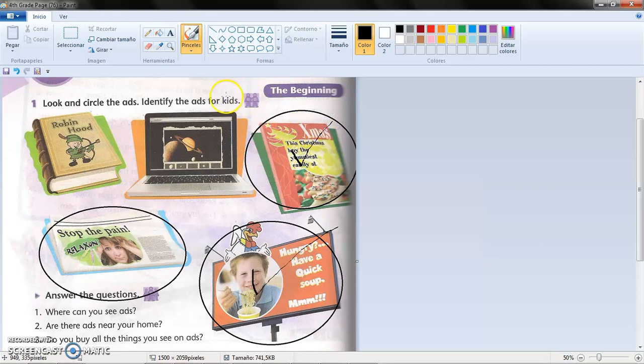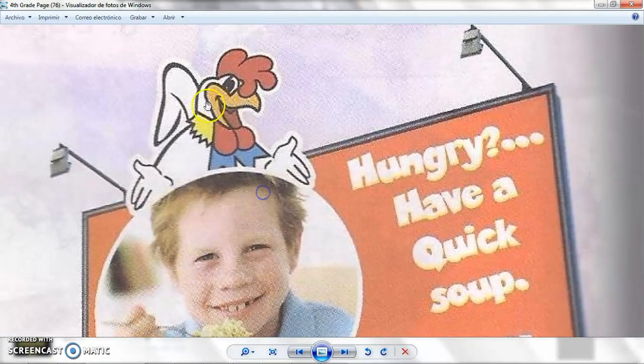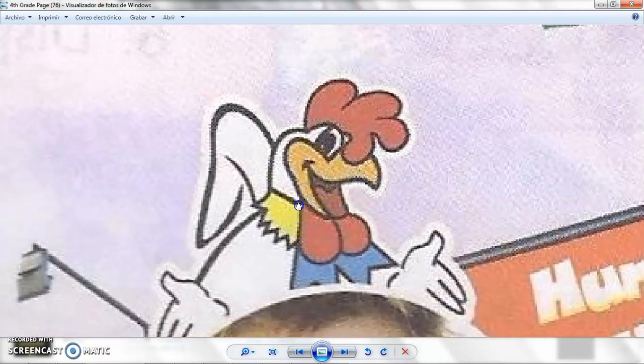Why can it be for children? Let me explain myself. This is for children because it has this character. Whenever somebody is trying to push information to kids, normally they use some kind of characters, some kind of cartoons.